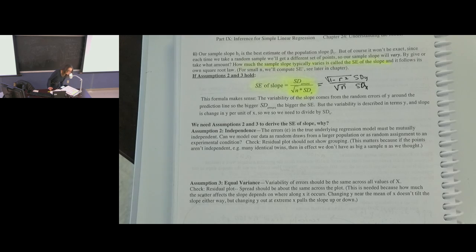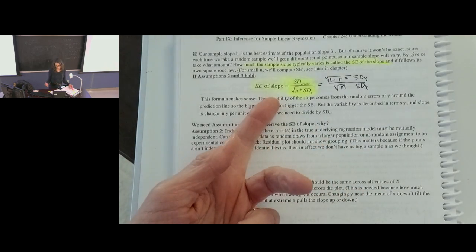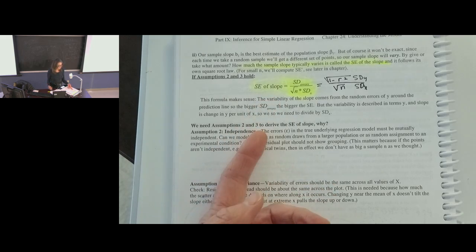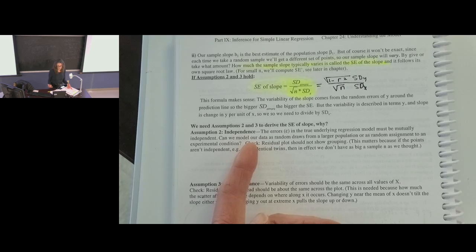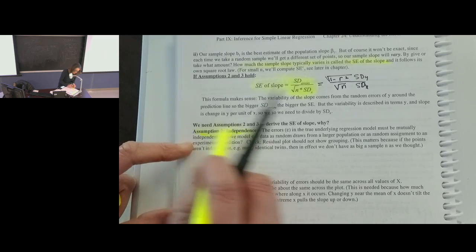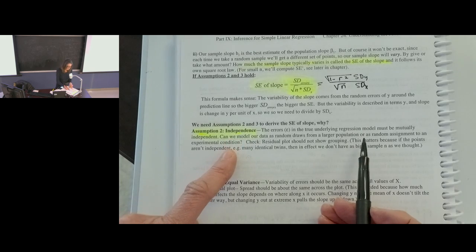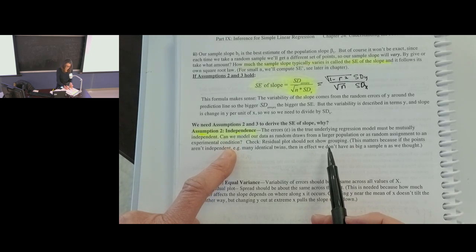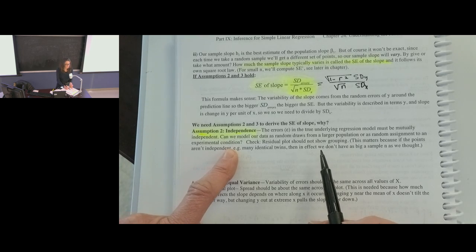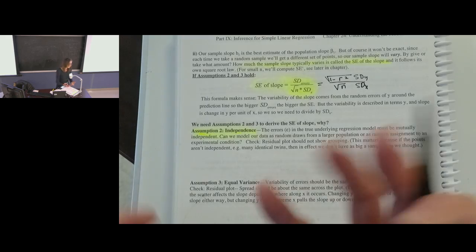All right. So now, what did I say? If assumptions 2 and 3 hold, in order to use this, you're assuming independence, that's assumption 2. Like any standard error formula like this, you're assuming the draws are independent. So what should you do to check that? Well, one way to check it is to make sure that there's no pattern or grouping. You want random draws, right?